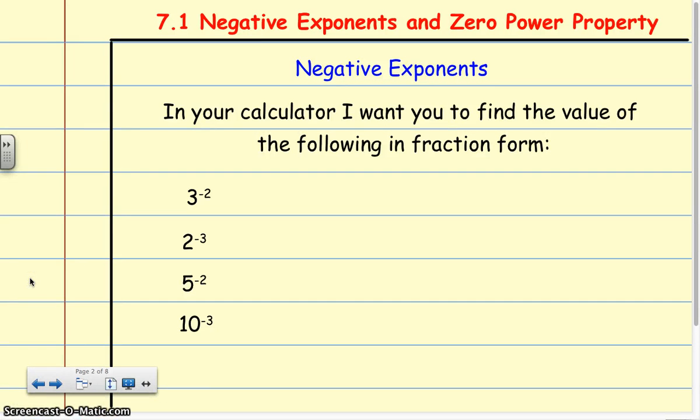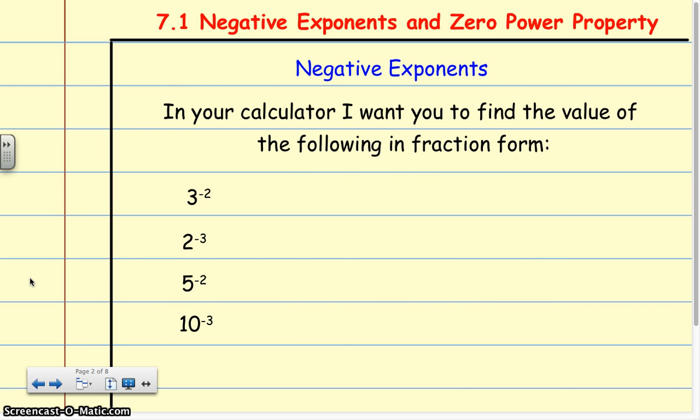All right, we're moving on to chapter 7. 7.1, we're talking about negative exponents and the zero power property. A huge shift in concept, okay? Nothing to do with slope-intercept, nothing to do with finding points of intersection in systems of equations, a whole different ballgame. First thing I want you to do, I want you to notice a pattern.